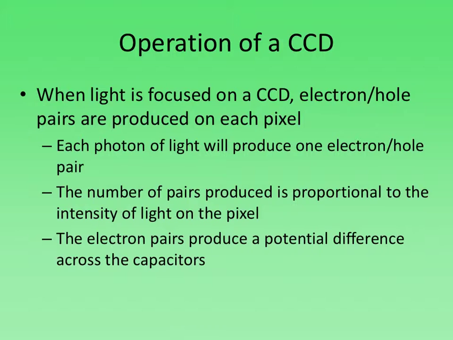When the light is focused on the CCD, these electron hole pairs are produced on each of the pixels. For every photon of light that is absorbed, you get one of these electron hole pairs. So the more photons that hit a pixel, the more electrons get bumped off. That's one of the ways that we establish different levels of light and brightness on the picture, by the intensity of the light shining on it. The more intense the light, the more of these pairs are produced. In that way we can determine how much of a given color is going to be on a given pixel.